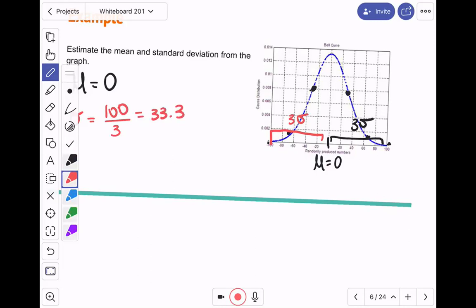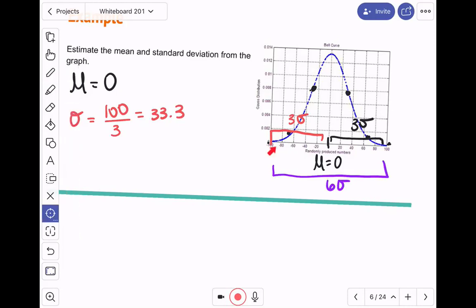Gianna, great job on that, by the way. Most people don't pick up on that. Another way to do that is to know how many standard deviations are underneath this curve total. 6 standard deviations, right? The range from negative 100 to 0 is 100, and then from 0 to 100 is another 100. So that's 200. Another way to do this would have been 200 divided by 6, which is also 33.3. So the best estimate for the standard deviation here is 33.3.